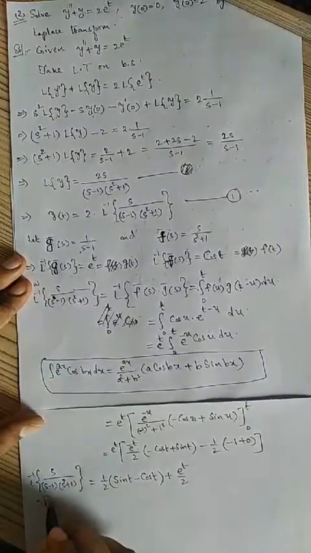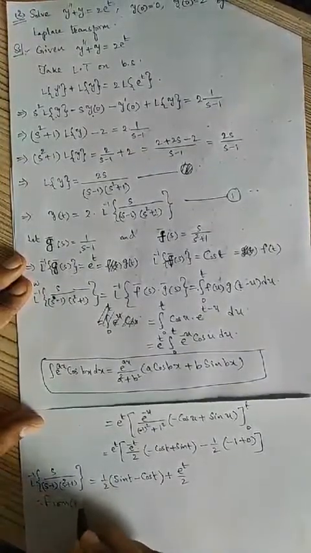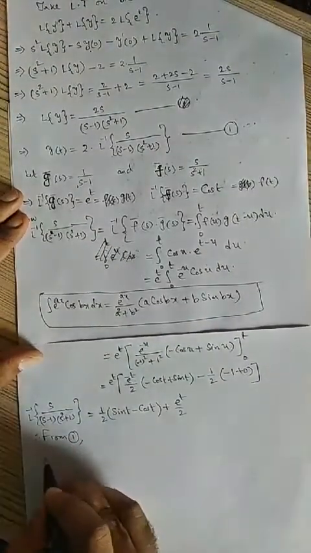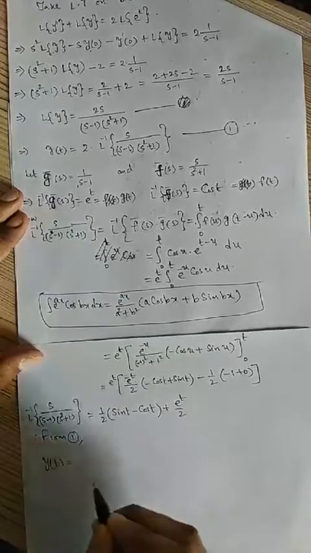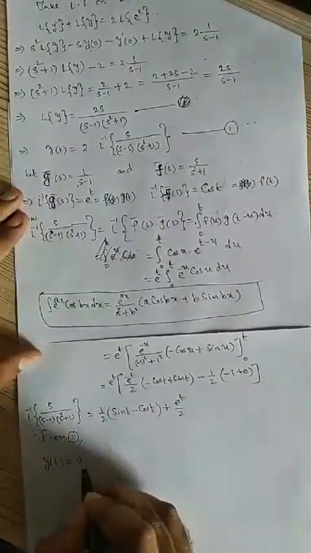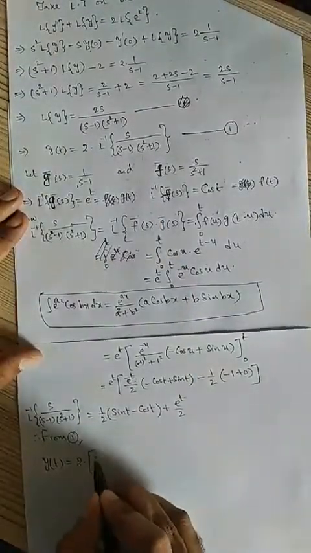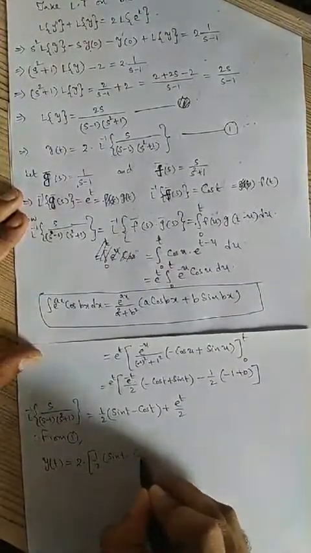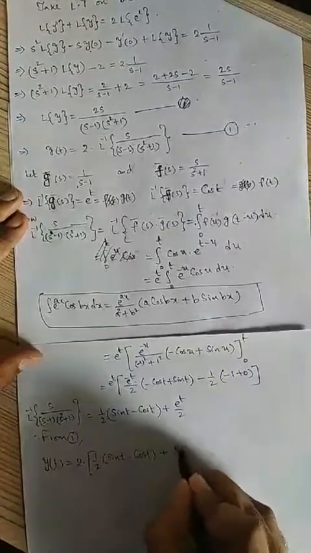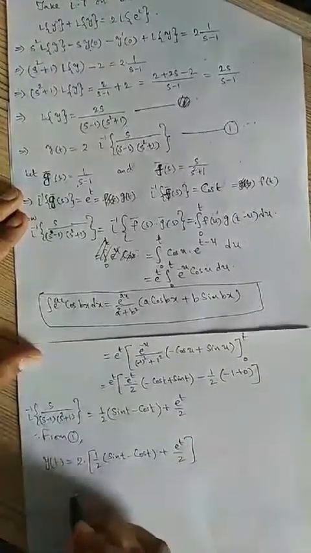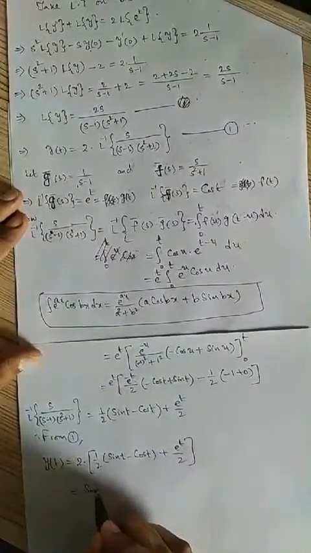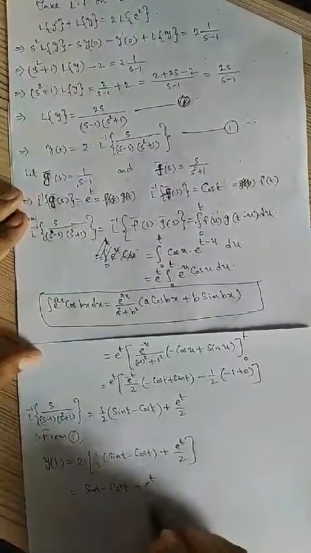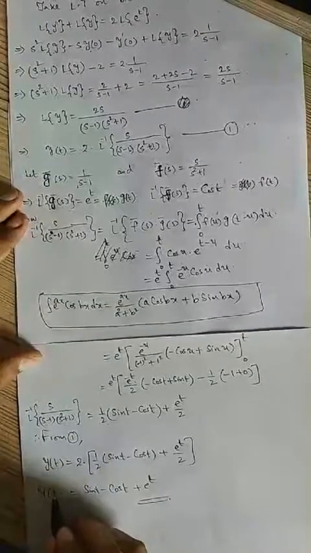Therefore from 1, what will happen? The final solution y of t is given by 2 into this, 2 into 1 by 2, sin t minus cos t plus e power t by 2. This is equal to sin t minus cos t plus e power t. This is the required solution y of t.